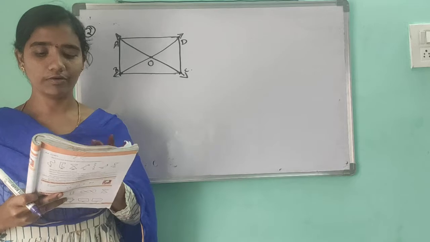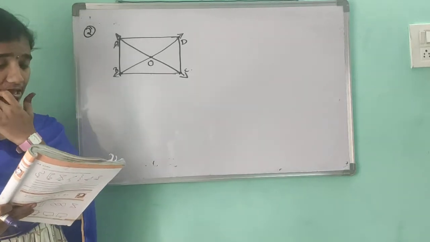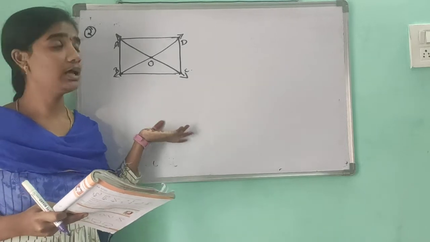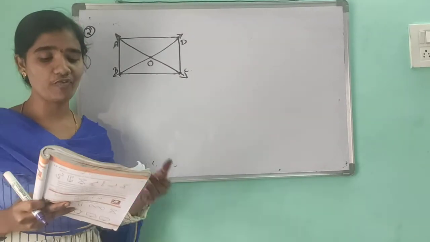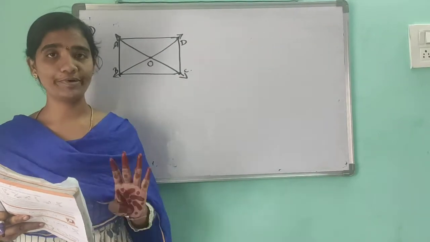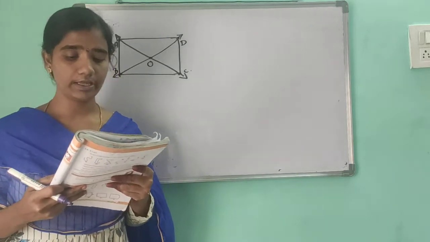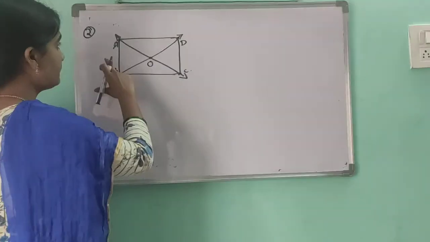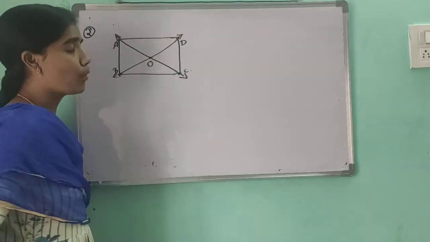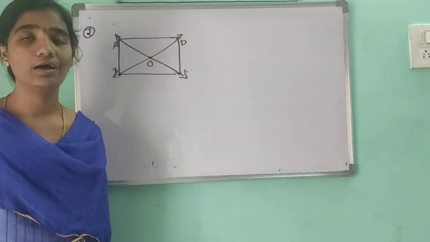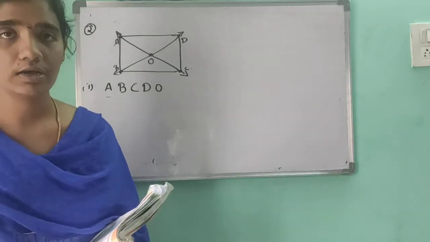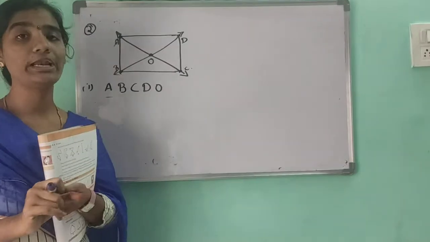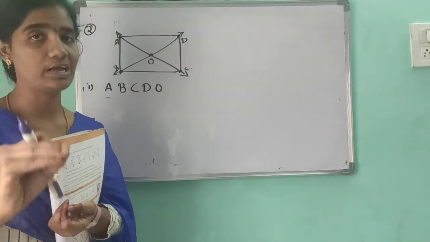Name the following from the figure. Here, in this second problem, some figure is given. By using this figure, we have to find the following 4 parts. Let us check. First part, any 5 points. We already know that a point with another point is called a line segment. So in this given figure, we have to find 5 line segments.